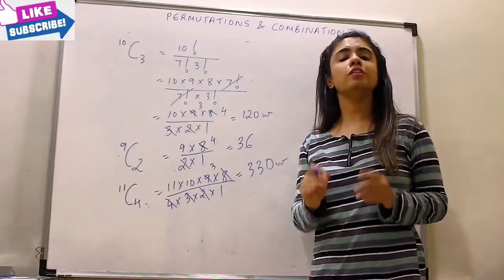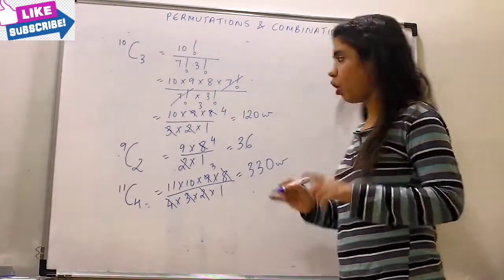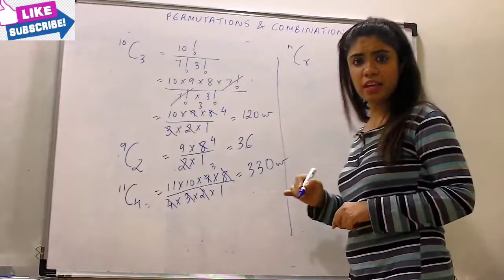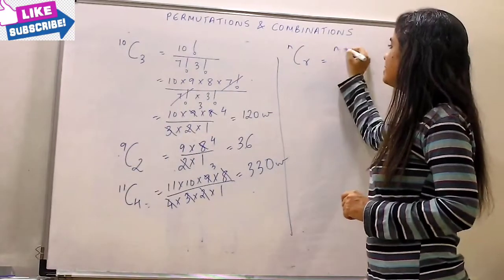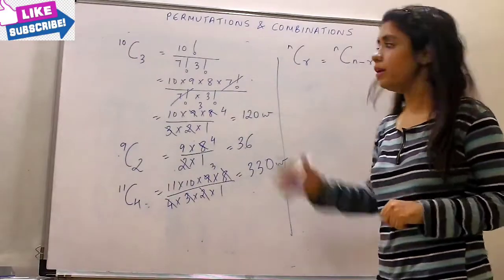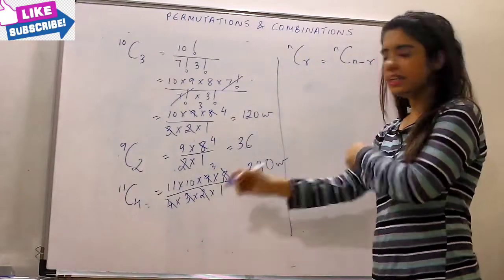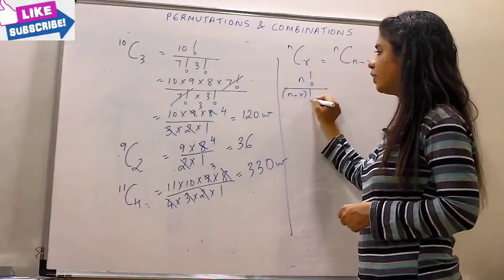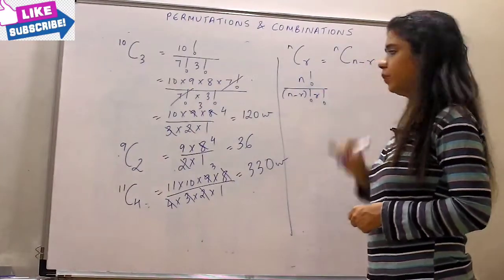There is one more concept for combination. The concept is NCR is the same as NCN minus R. Now if you ask how, what is the formula for NCR? The formula is n factorial upon n minus r factorial into r factorial.